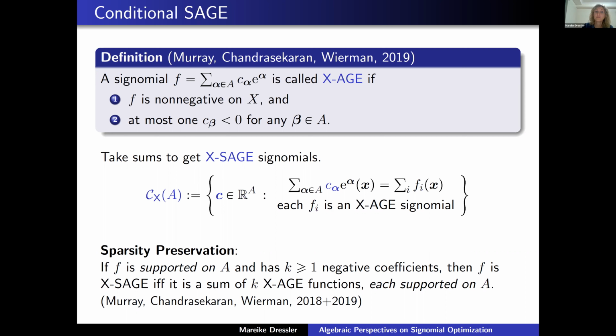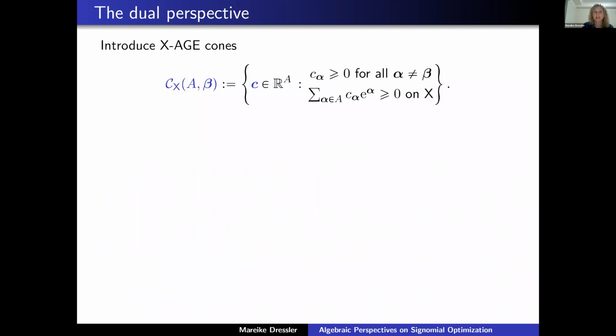Yeah, so this is the primal X-Sage cone, and we can also, like for every cone, take the dual perspective. For that, first let's introduce the smaller cones, which comprise our X-Sage cone, namely the XH cones. I hope this is not an overload of notation here. These XH cones just contain now the coefficients of the XH Signomials.